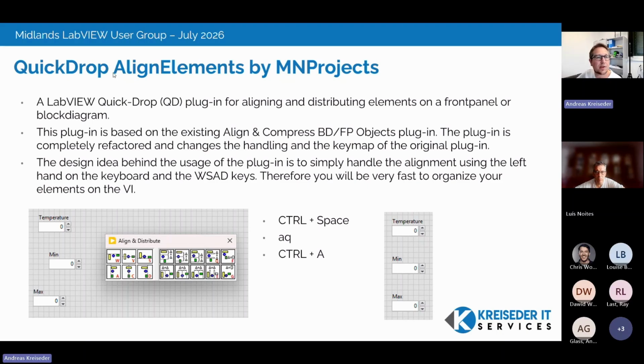It's called Align Elements by MN Projects. With that, you get an add-on where you can define how you want to align it. Let's say you want to align it to the left edge and distribute it proportionally. It would be A and Q. So you're doing Control-Space to get the quick drop. Then you type in AQ, and then you do Control-A, and then it does the left align and distributing automatically.